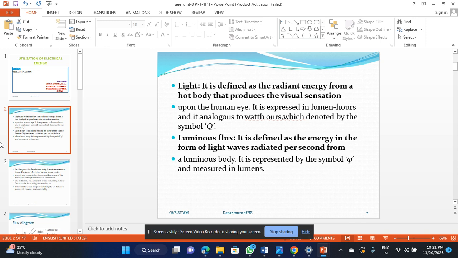Coming to light, the simple definition is that it is the radiant energy from a hot body that produces a visual sensation upon the human eye. It is expressed in lumen hours, analogous to watt hours, and denoted by the symbol Q. Okay.